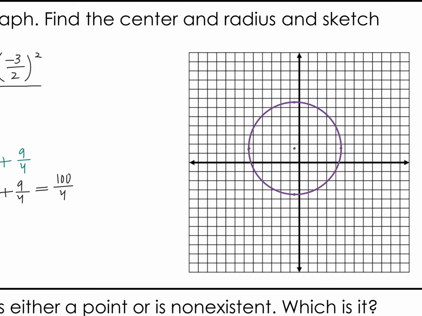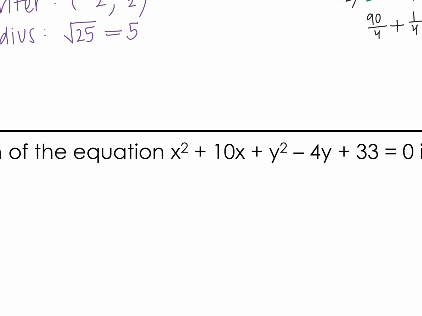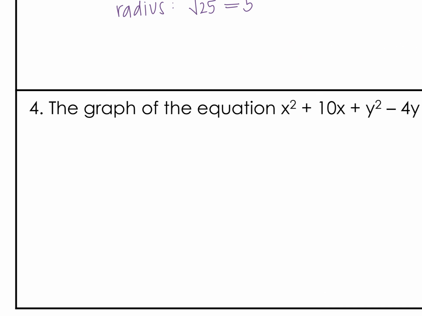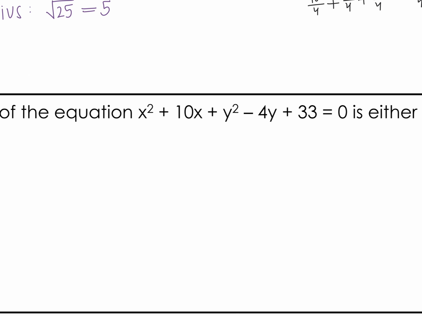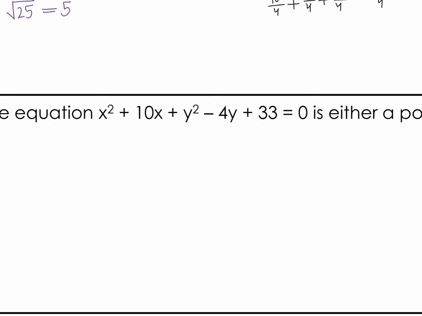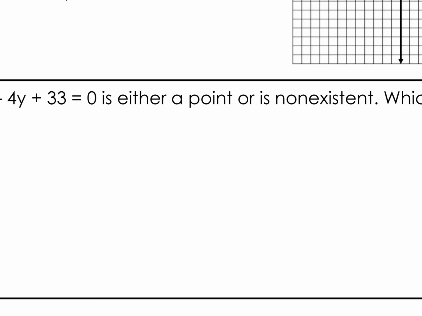All right, moving on to our very last problem. Okay, we've got question number 4. We have the graph of the equation x squared plus 10x plus y squared minus 4y plus 33 is equal to 0 is either going to be a point or it will be non-existent.